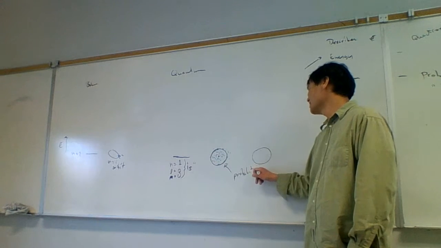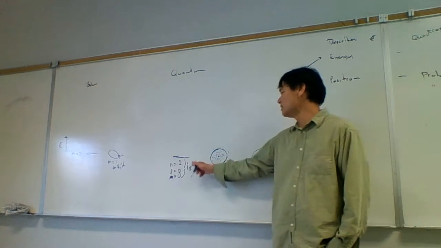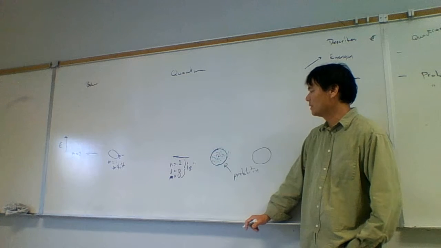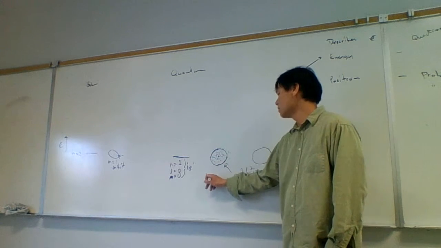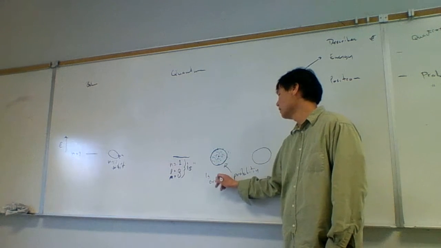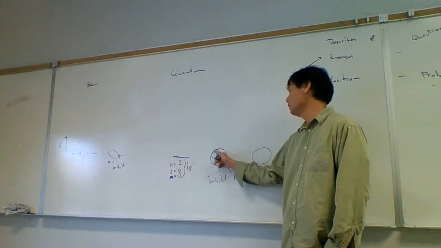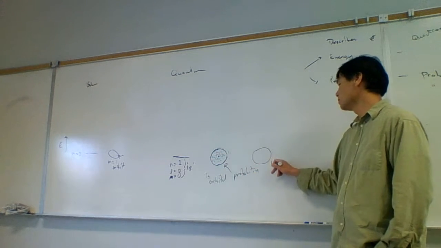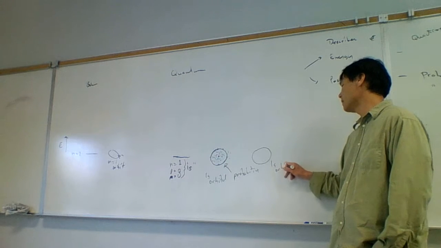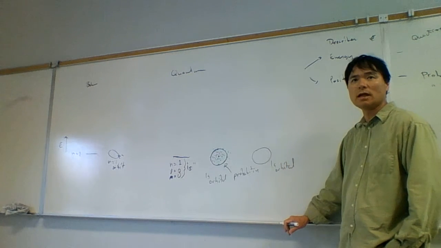And so, like I said, it's a little bit cumbersome calling this n equals 1, L equals 0, M equals 0. We call it 1s. And so this is our 1s orbital in terms of electron cloud with the boundary here. And this is a 1s orbital in terms of just the boundary and ignoring the electron cloud.